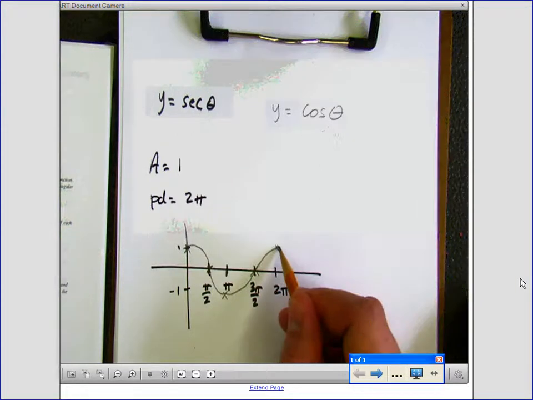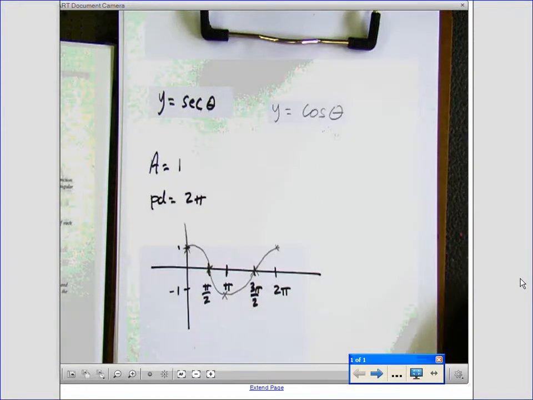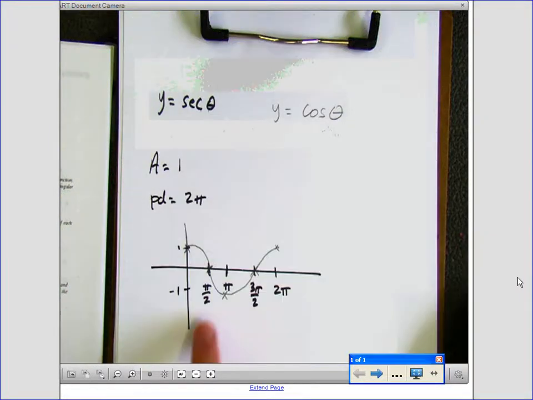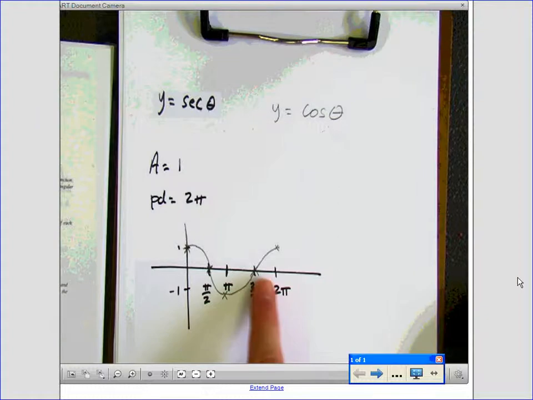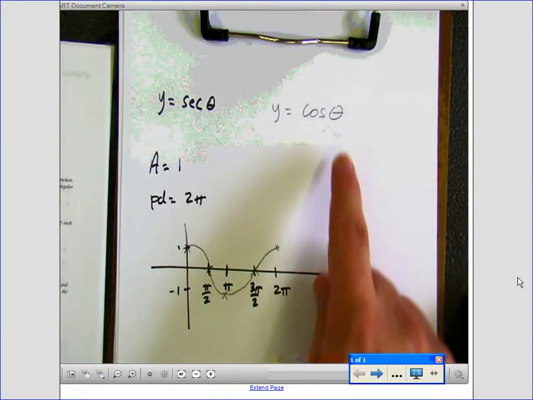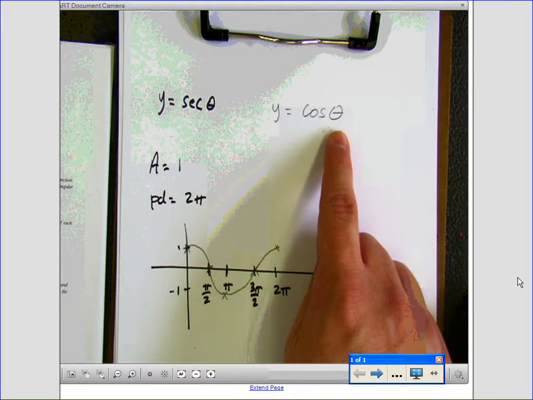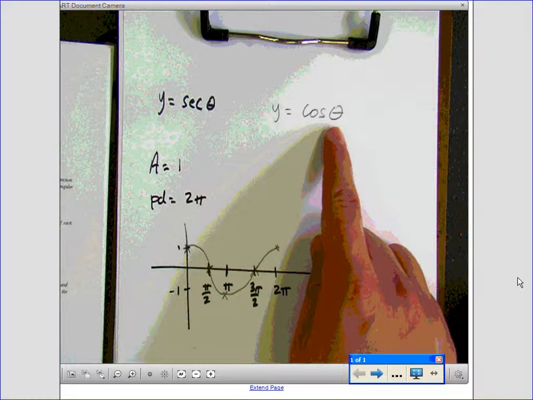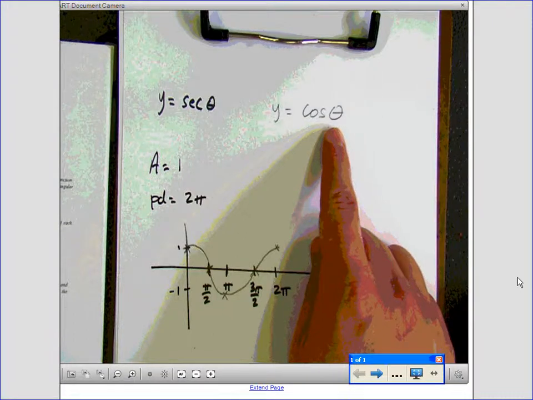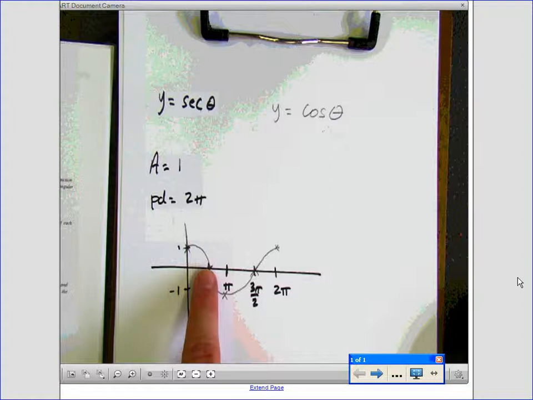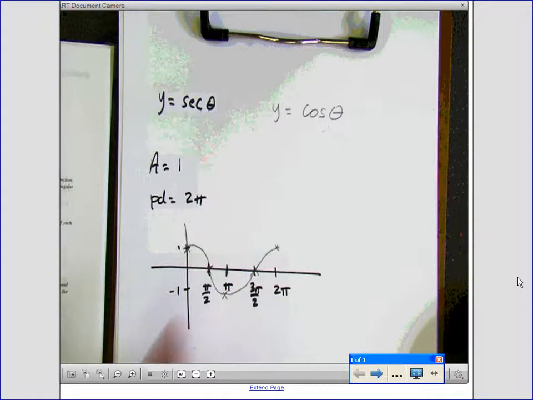Okay. Now I'm going to graph secant. Now, what drives the secant graph is where the cosine graph crosses the x-axis. Where the cosine graph crosses the x-axis, that means cosine would be 0. And what happens to secant when cosine is 0? Undefined, so it's an asymptote. So everywhere my cosine curve crosses the x-axis, I'm going to have an asymptote.